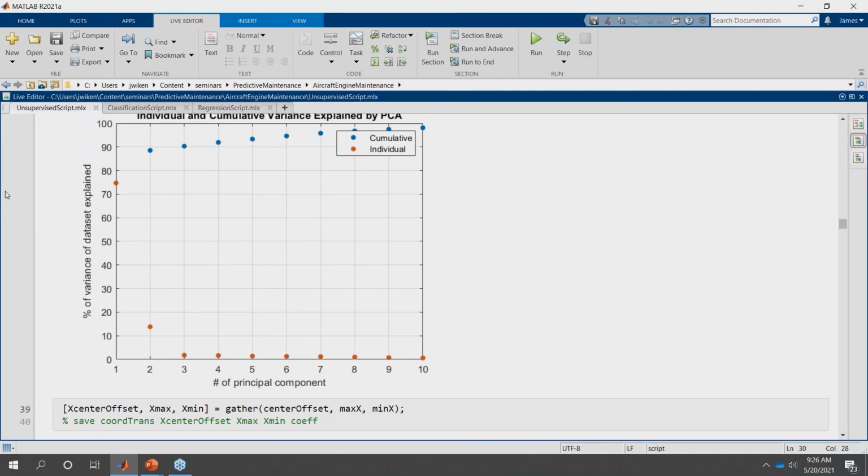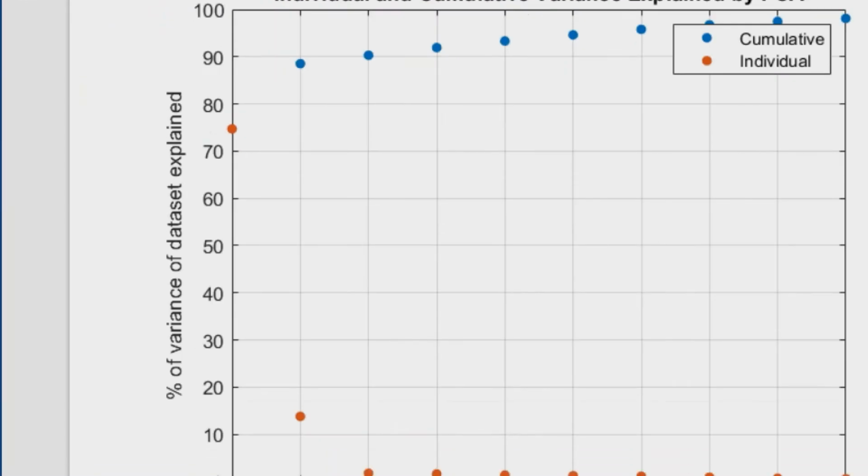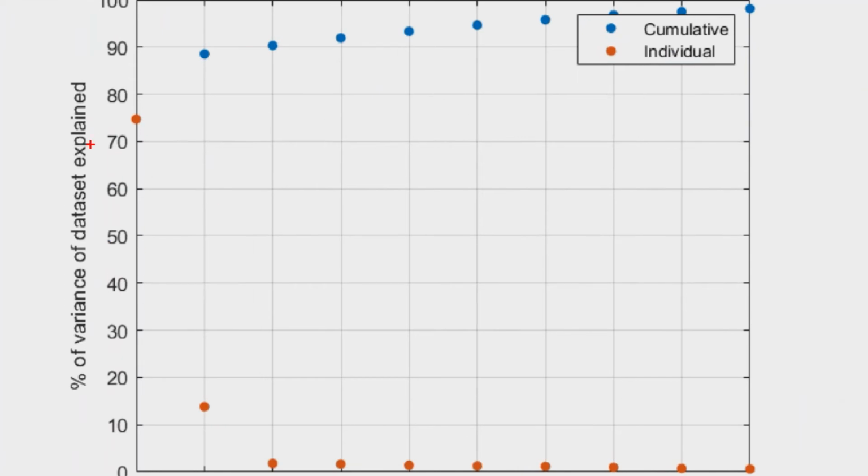And I said, we're doing this so we can capture most of the information, or most of the variance, with just a couple of axes. And so this shows that numerically. The orange here is the individual component's information that it captured. The blue is the cumulative if we take that principal component and everything before it.